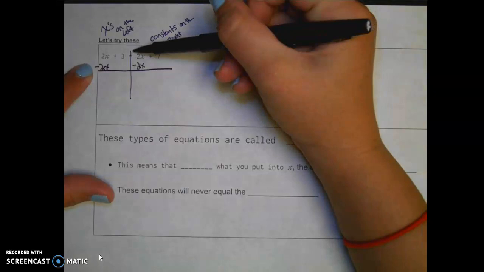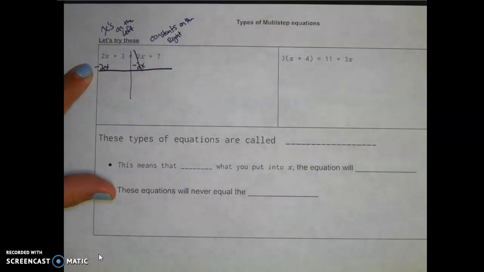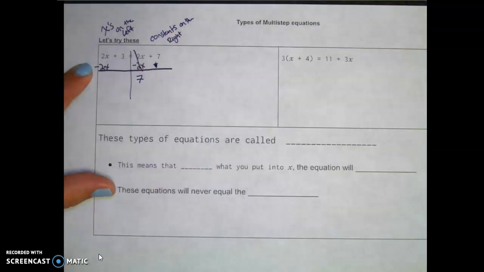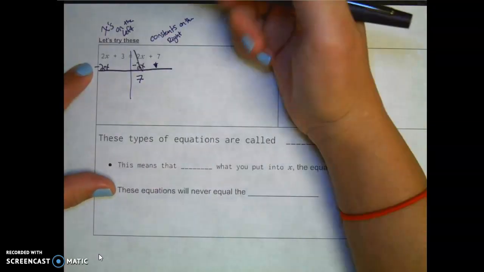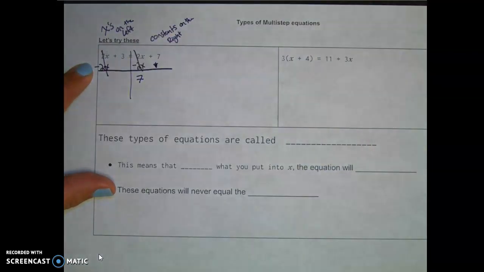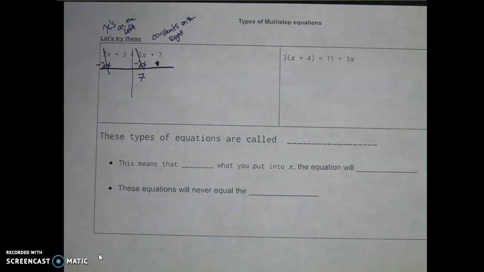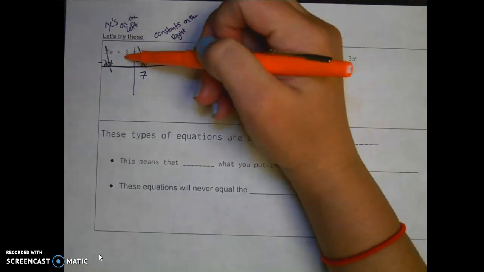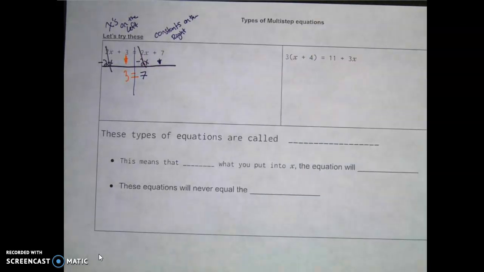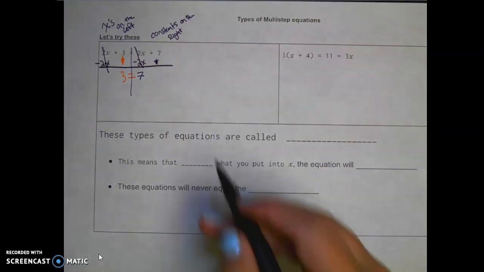So both of these cancel on the right side. I'm going to bring down my 7, because that's all I'm left with. Oh no, look. 2x minus 2x equals nothing. So now I just need to bring down my 3, because I haven't done anything to it. So it looks like we get 3 equals 7.